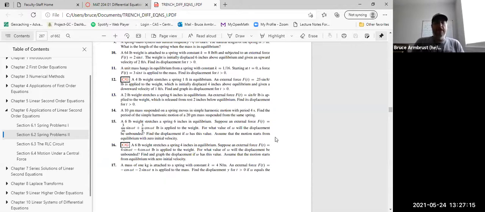All right, so let's look at number 15. A 6-pound weight stretches a spring 6 inches in equilibrium.